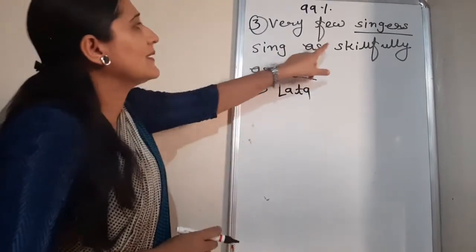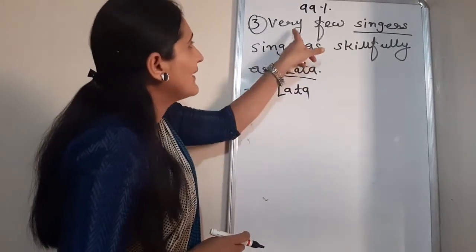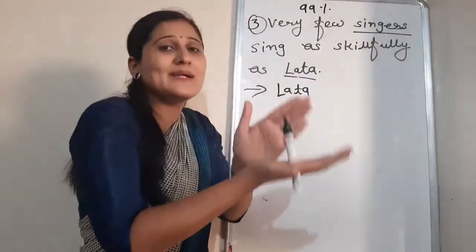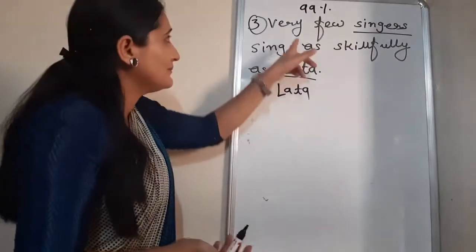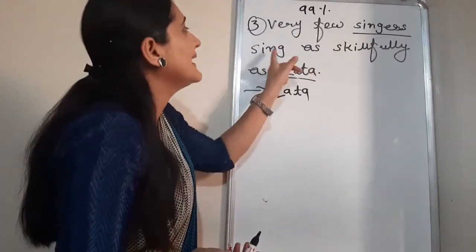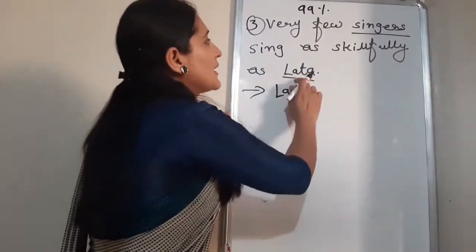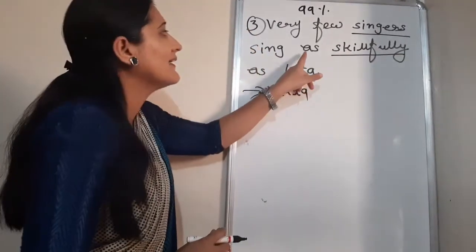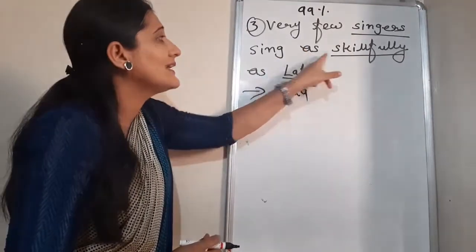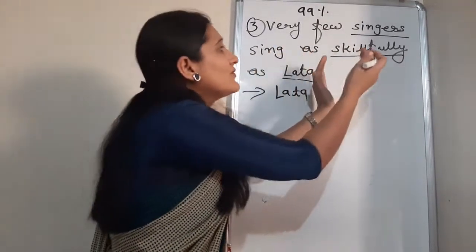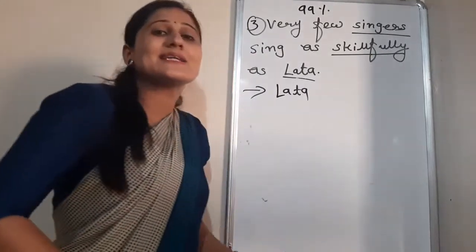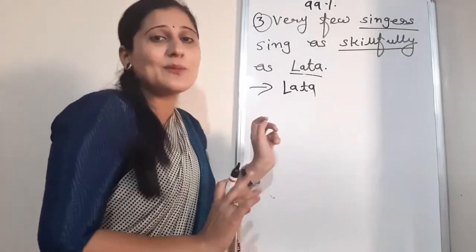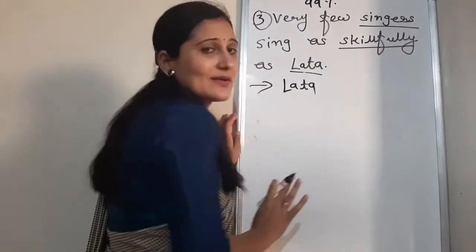Then after, see, keep in mind very few, after that there will be a plural noun. When we convert from comparative to PD, that time I will tell you. So very few singers sing as skillfully as Lata. Subject we have found. Where is the adjective? Skillfully. See, I told you as, adjective, as. In between you can find the adjective. Here the adjective is big, so we need to write more. We cannot write skillful here, right?